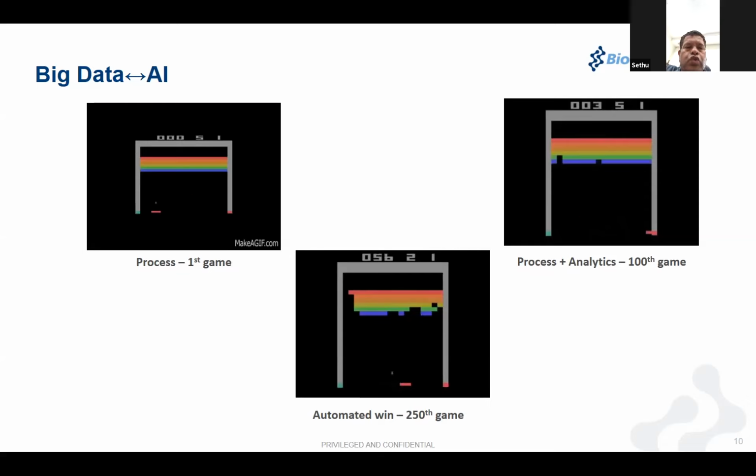And if you go to the 250th game, you see the level of maturity that is coming, and the number of bricks the ball hits is far more significant. So if you look at this kind of progression, by the time you reach the 250th game, the AI has figured out how to play the ball optimally above the brick stack, and that is where the importance comes. Next slide.